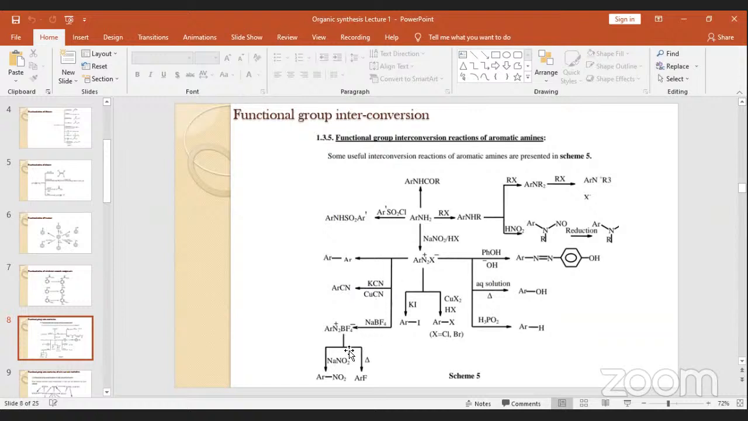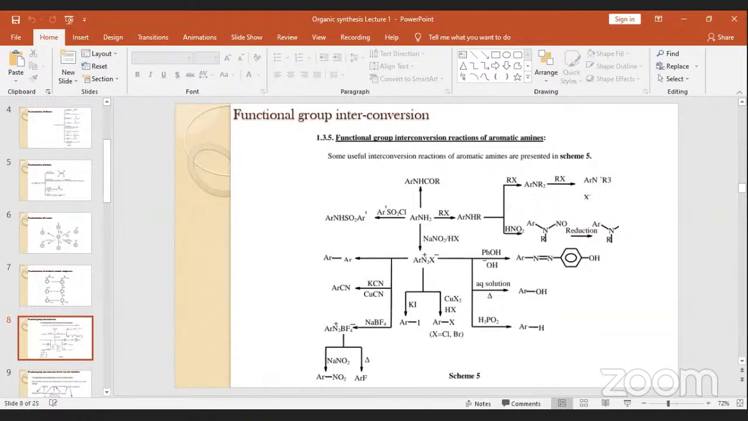And you can prepare even fluoro compounds. See, fluoro compounds: diazonium salt treated with NaBF4, and you will get this salt, which can be again replaced with a nitro group, or which can be replaced with fluorine to give you fluoroaromatics. See how many reactions you can do by these simple functional group interconversion reactions. So this is the importance of functional group interconversion reaction.